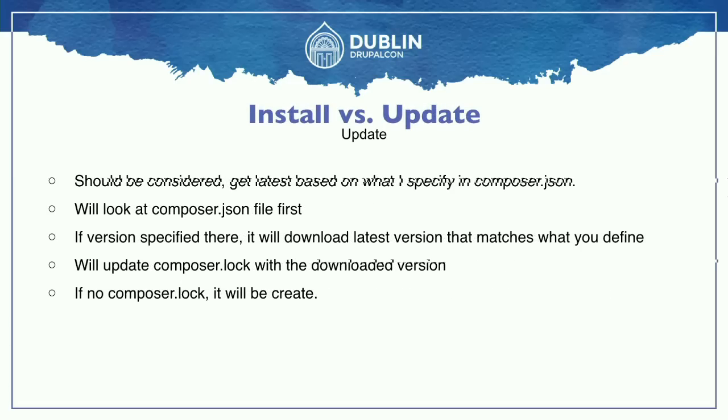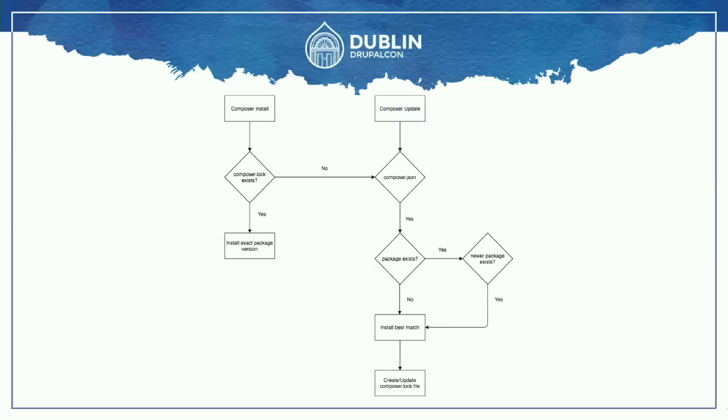Update, on the other hand, is going to look at the composer.json file first, look at what you have, and resolve what the best version is based upon your constraints. So if there's a newer version of the library available that matches the constraints that you specified, regardless of what you have, it's going to pull it down and then update the lock file. Here's a little bit of a visualization of how that works.